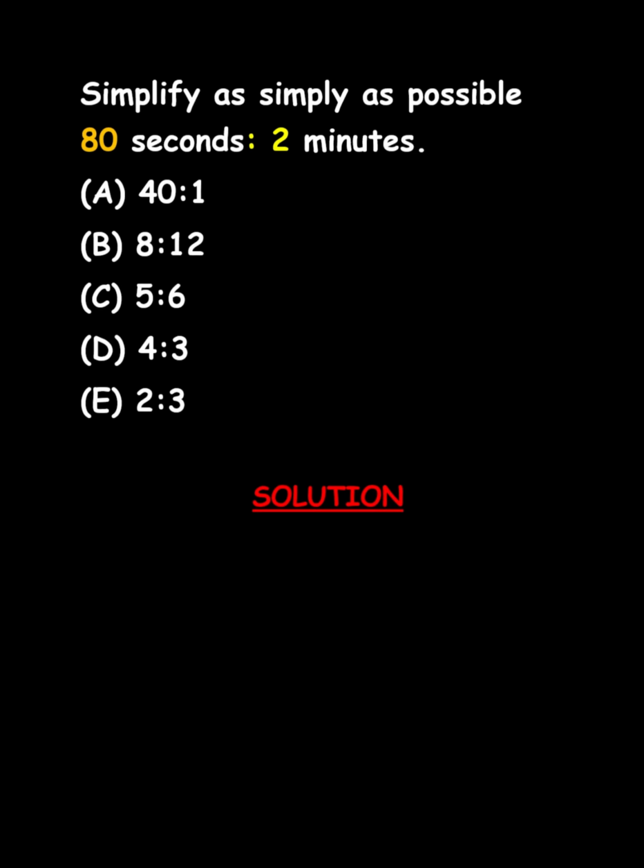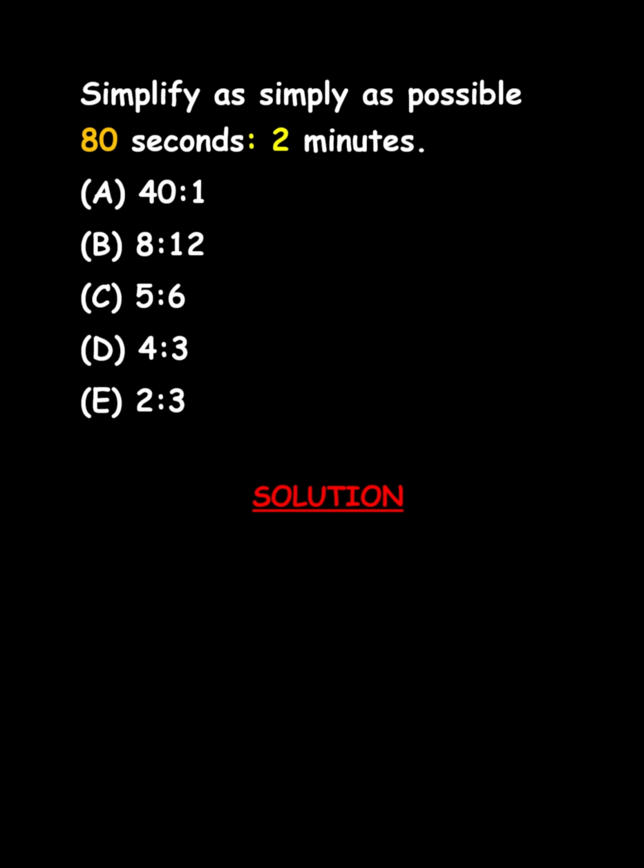Simplify as simply as possible the ratio of 80 seconds to 2 minutes. A. The ratio of 40 to 1. B. The ratio of 8 to 12. C. The ratio of 5 to 6. D. The ratio of 4 to 3. E. The ratio of 2 to 3.